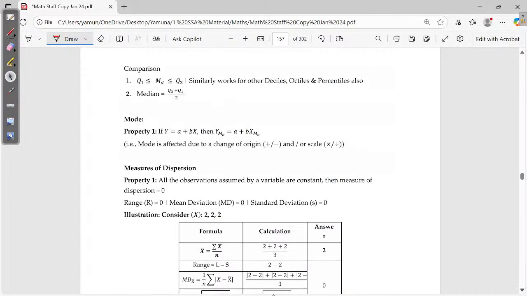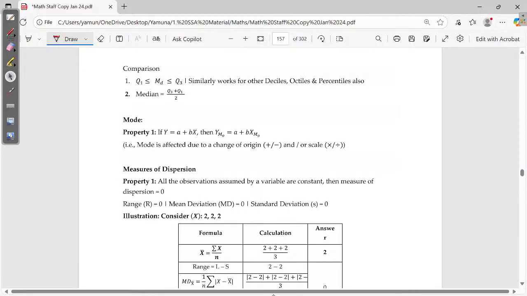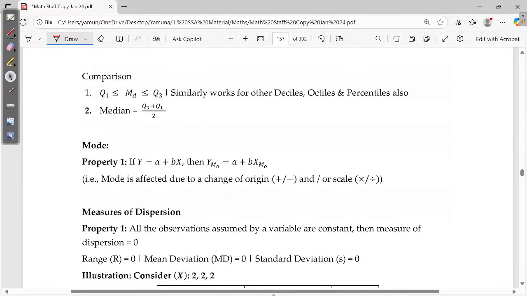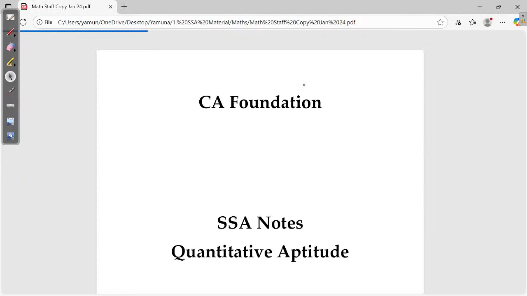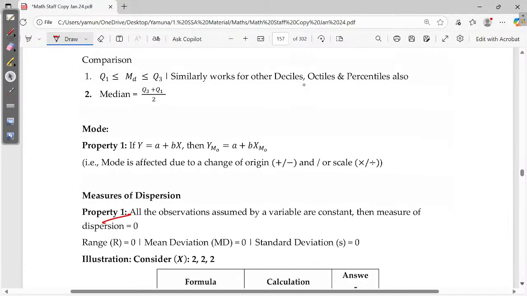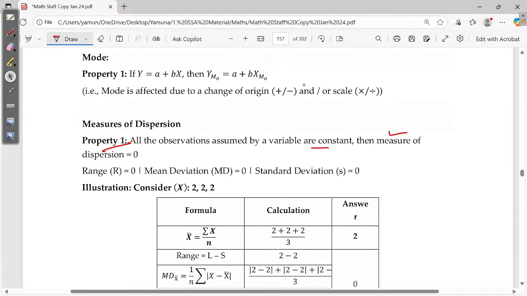Change of scale and origin over. Let me go on, continuing with, yes, please. First one. If all the observations assumed by a variable are constant, the measure of dispersion is 0. If all the observations assumed by a variable are constant, then the measure of average is the same number.